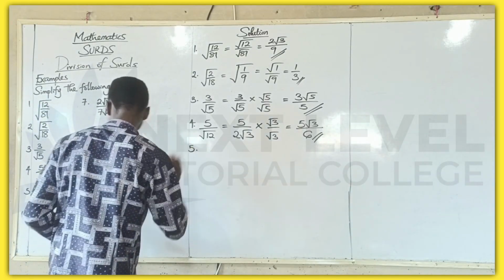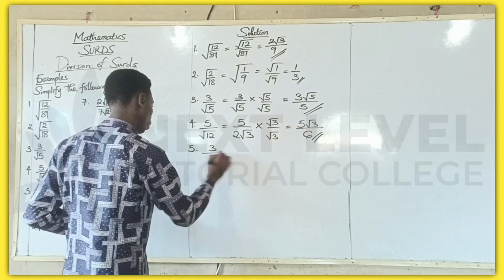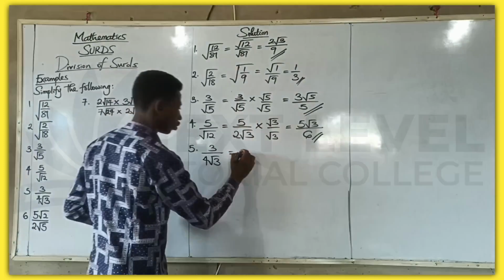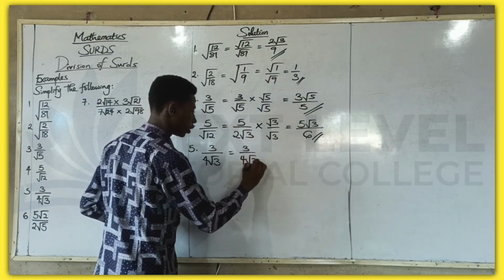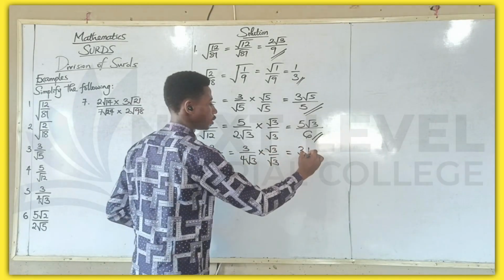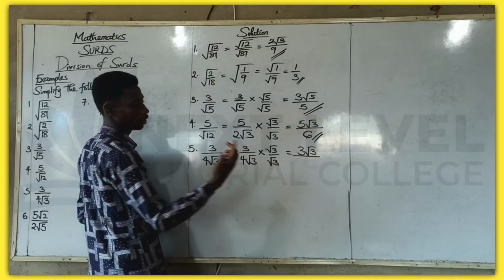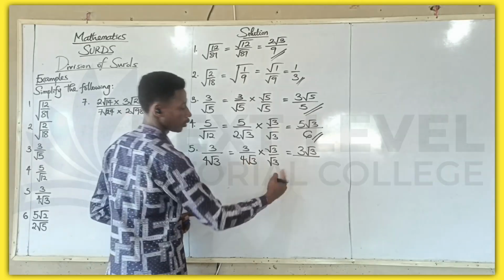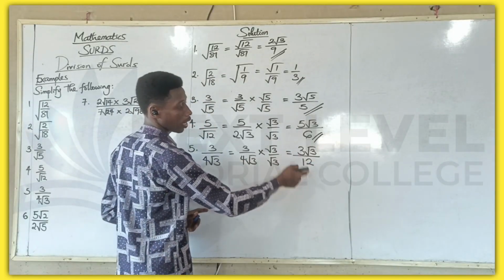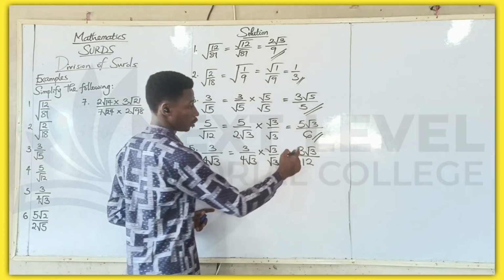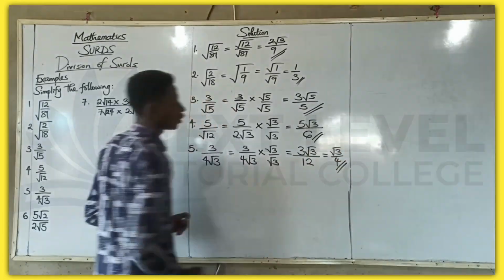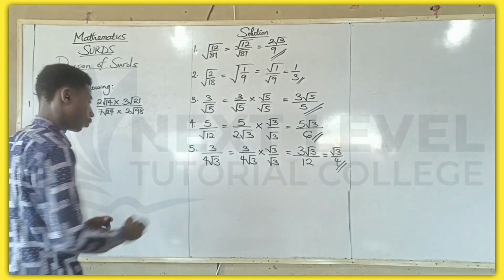Number 5. Now we have 3 over 4 root 3. So I can do the same thing I did here now. Just say 3 over 4 root 3 times root 3 over root 3. 3 times root 3 is 3 root 3. So 3 times root 3 is 3. So over here is 4 times 3, which is 12. Now 3 and 12, 3 can go. 3 here 1. So we have root 3 only and 3 here 4. So our answer is root 3 over 4.